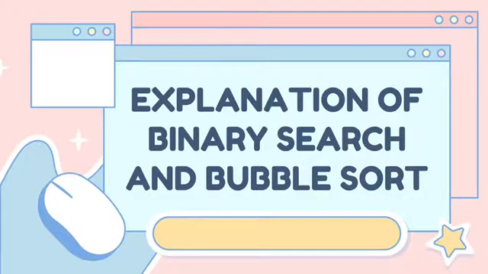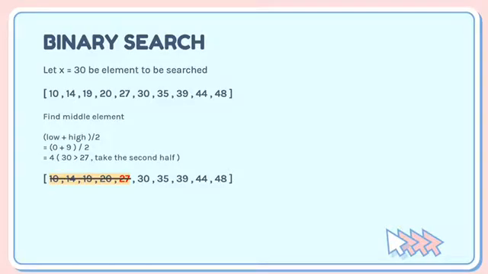I will now explain about the binary search and the bubble sort algorithm. Binary search is a search algorithm to find a target value in a sorted array. This binary search is used for the search function in our program. This function is to find the player's record based on the player's ID entered by the user.